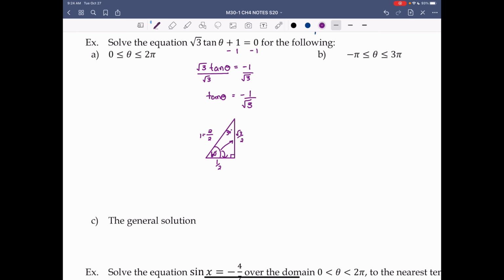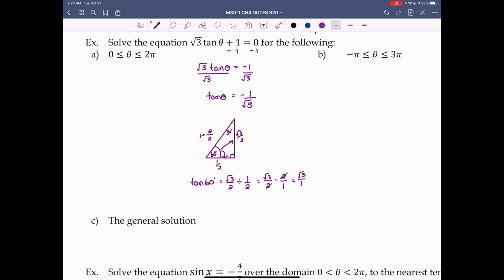Tan is opposite over adjacent, so tan of 60 degrees would equal, the opposite side here would be root 3 over 2. The adjacent side would be 1/2. So root 3 over 2 divided by 1/2. When we divide by fractions, we multiply by the reciprocal. So root 3 over 2 times 2 over 1. And our 2's divide to 1, and we get root 3 over 1.